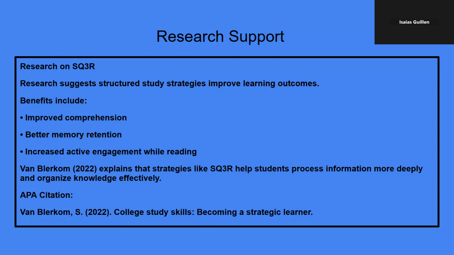My research supports the effectiveness of structured reading strategies like SQ3R, according to Van Blerkom. Study strategies that promote active engagement help students process information more deeply. When students ask questions, summarize information, and review material, they are more likely to remember what they read. This happens mainly because the brain is actively working on information instead of just passively receiving it. As a result, students tend to understand the concepts better and retain information much longer.